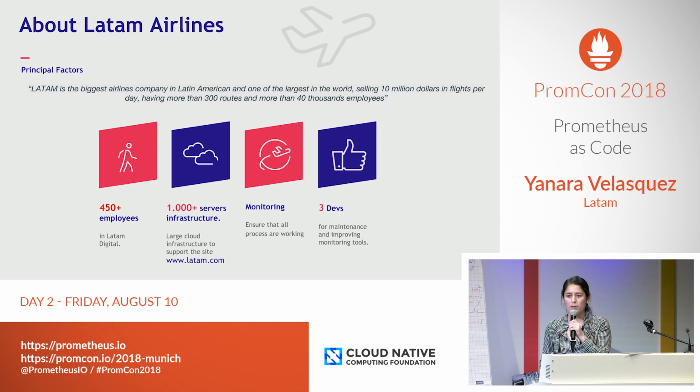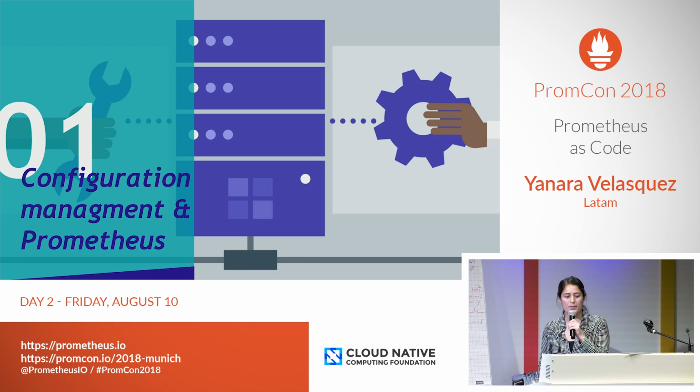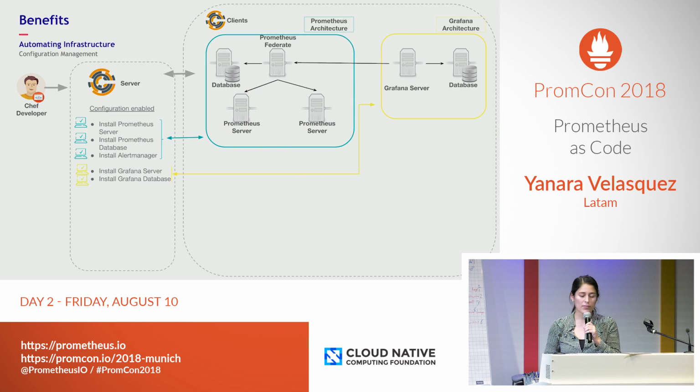My first option was configuration management. How can I start implementing Prometheus with Chef as a configuration management tool? First, we need the Prometheus and Grafana infrastructure. Developers write all the code required to enable the base configuration for Prometheus and Grafana infrastructure, and then upload it to a Chef server. Now, all the Chef clients identify all the configuration that should be executed according to their role list.